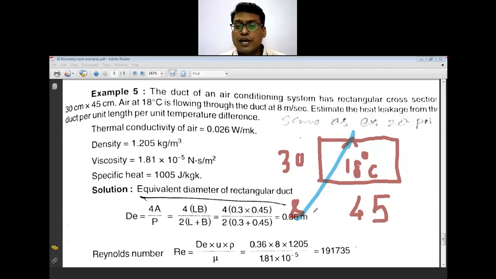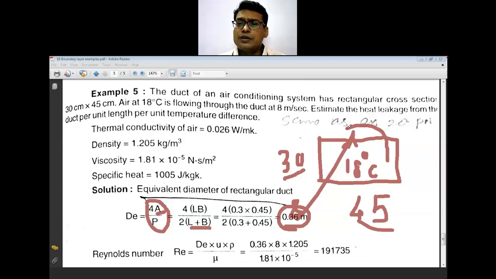For that purpose, we are going to calculate the equivalent diameter of a rectangular duct. So this is 4 times the cross-sectional area upon the wetted perimeter. Cross-sectional area is length into breadth, upon the perimeter, which is 2 times the length plus breadth. So the equivalent diameter is 0.36 meters. This is the 30 centimeter, this is the 45 centimeter, so my equivalent diameter comes as 36 centimeters. So this rectangle is now converted into a pipe of equivalent diameter 0.36.